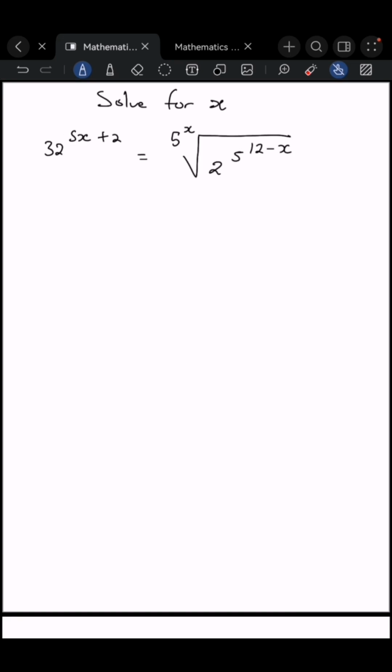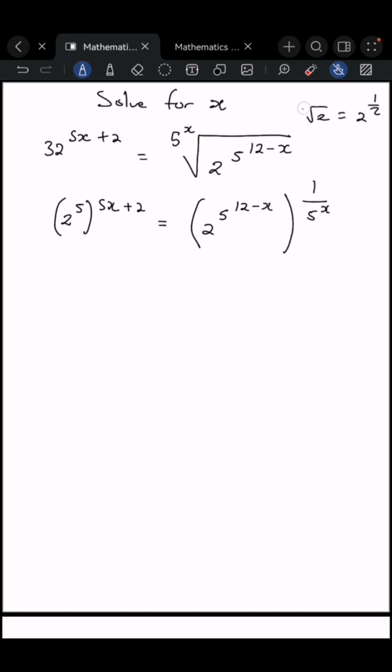Alright, here we have another solve for x, where it looks pretty complicated, but it is not. Okay, cool. We'll start by saying 32 is going to be 2 raised to the power of 5. Bracket 5x plus 2 is equal to 2 to the 5, 12 minus x, all of this raised to the power of 1 over 5x because of the square root. Right? Square root of 2 is equal to 2 to the 1 over 2. This is the square root. Alright, sharp. If you understand, then we can proceed.